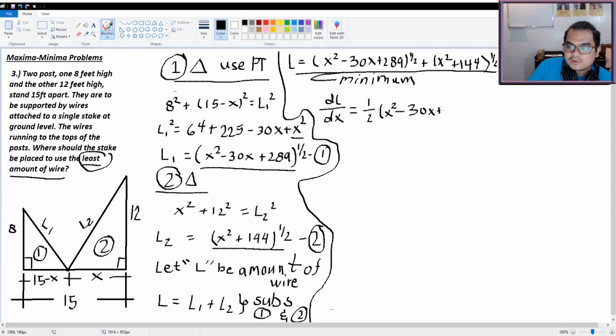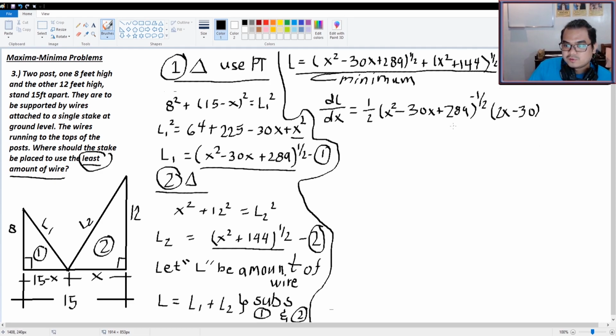x squared minus 30x plus 289, then 1 half minus 1, so that will be negative 1 half, and times the derivative of u. The derivative of x squared minus 30x plus 289 is 2x minus 30.